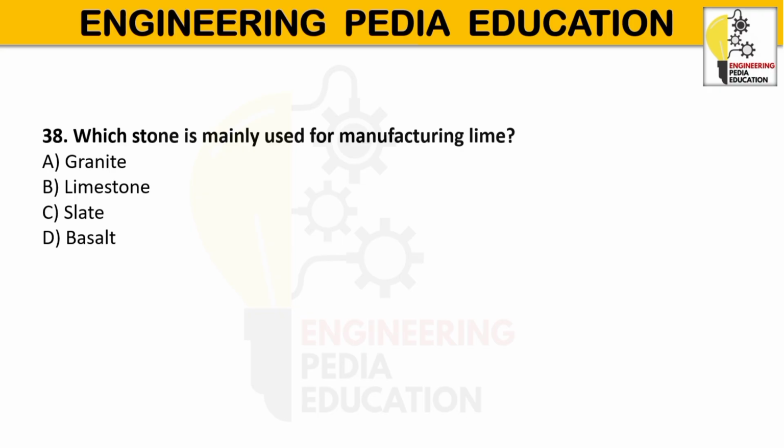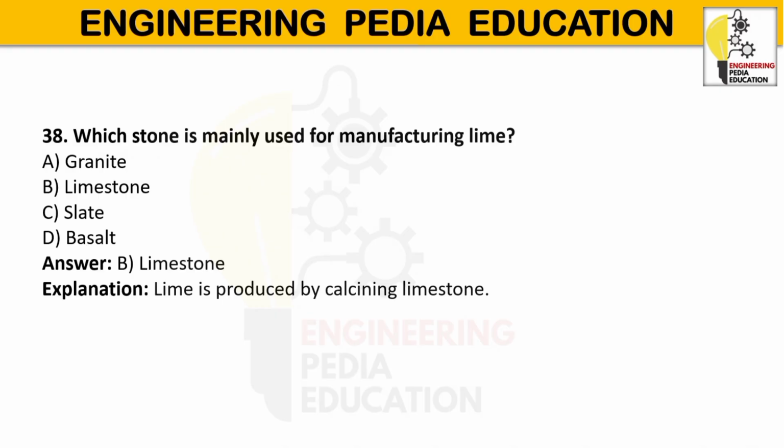Which stone is mainly used for manufacturing lime? Granite, limestone, slate, basalt. So the correct answer is limestone. Lime is produced from calcium limestone. Limestone is a sedimentary rock. Its main composition is calcium carbonate. Its color is white, grey, yellow, bluish.